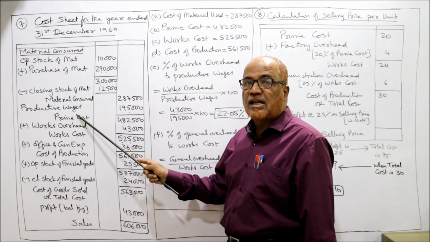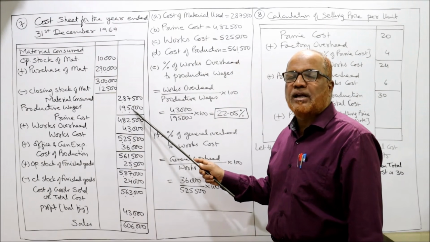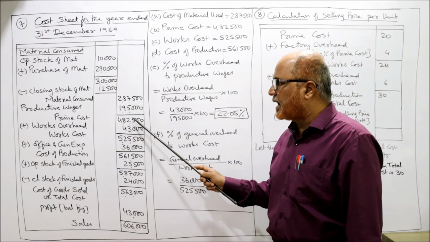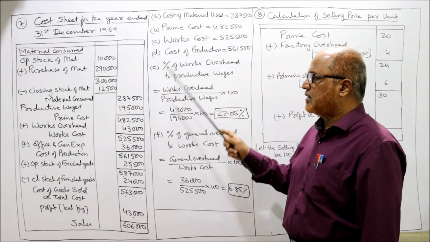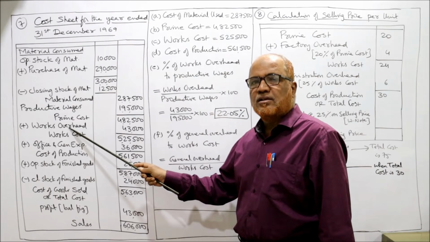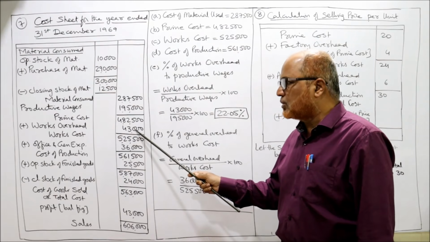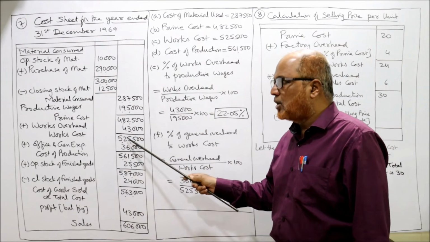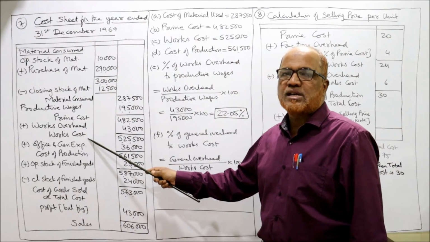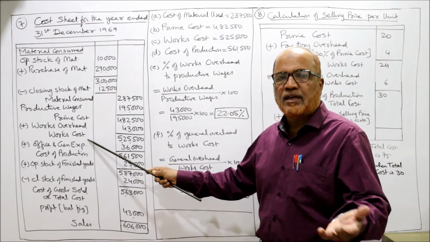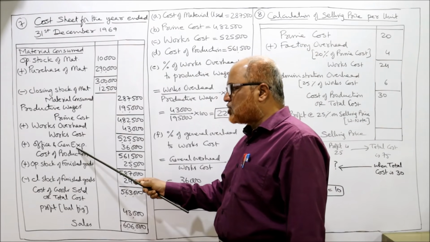Now productive wages, direct wages, are 1,95,000. Add up material consumed and direct wages, and you get the prime cost. The prime cost is 4,82,500. Then works overhead, which means factory overhead, is given in the problem as 43,000. Add the works overhead to the prime cost and we get works cost. We can call it factory cost also. Works cost or factory cost, the meaning is the same: 5,25,500.